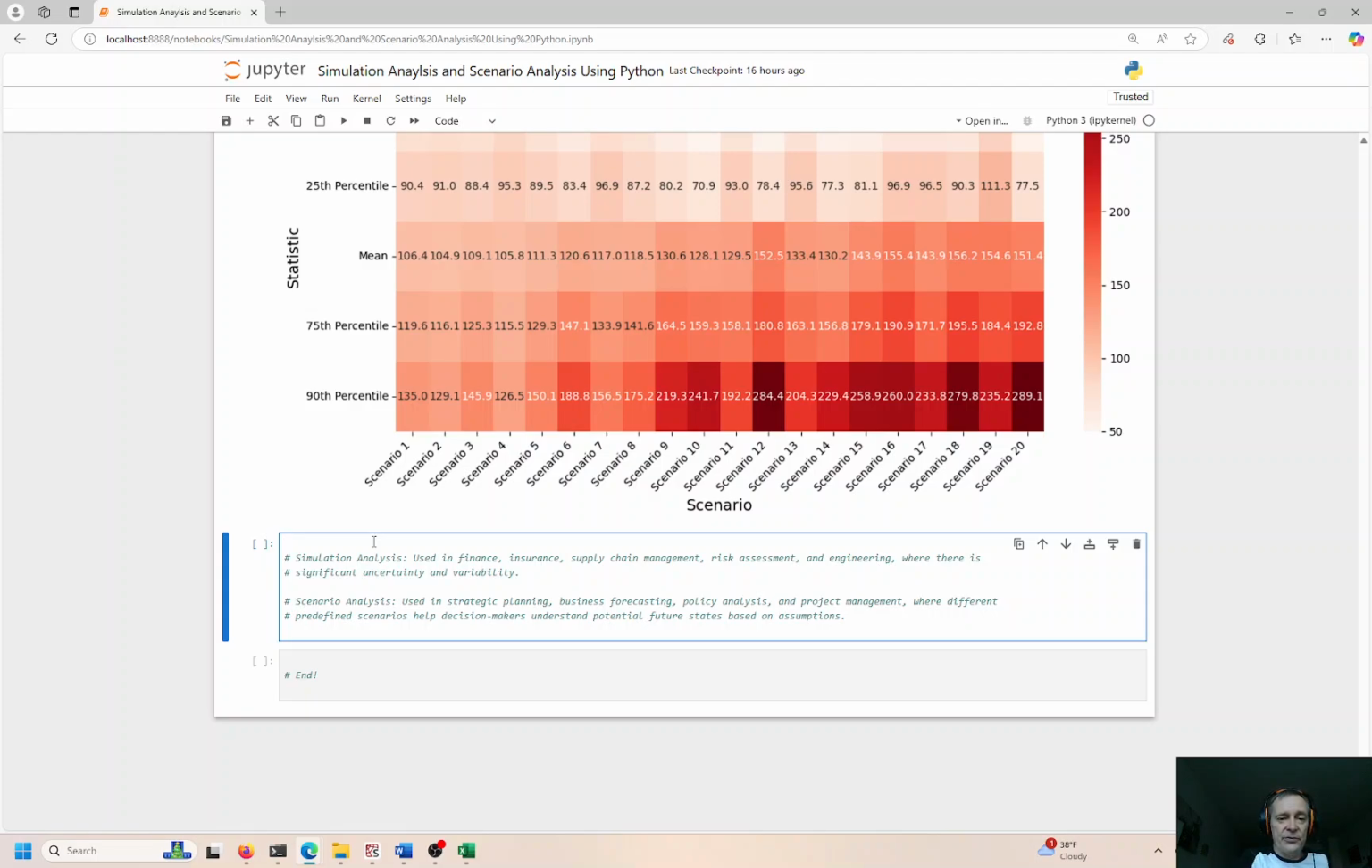Simulation analysis is used in finance, insurance, supply chain management, economics, risk assessment, engineering, where there's some type of uncertainty or variability that we're trying to understand and assess and predict. All right, simulation analysis is great for that. That's Monte Carlo simulation. Scenario analysis is used more for strategic planning, business forecasting, policy analysis, project management.